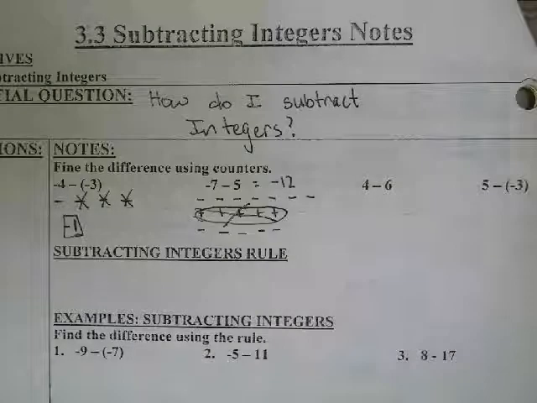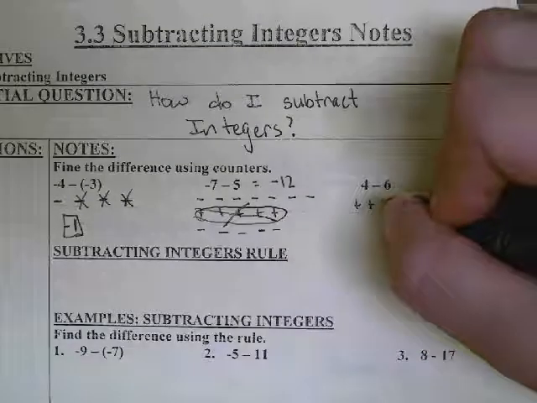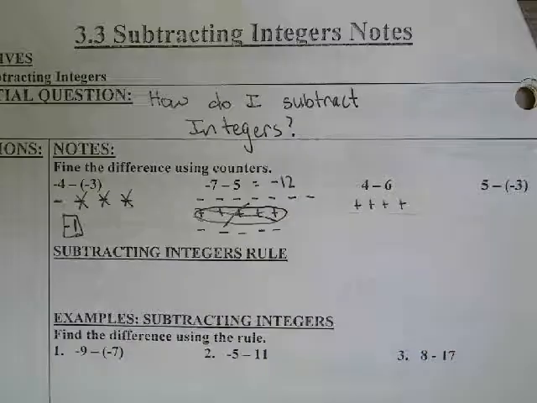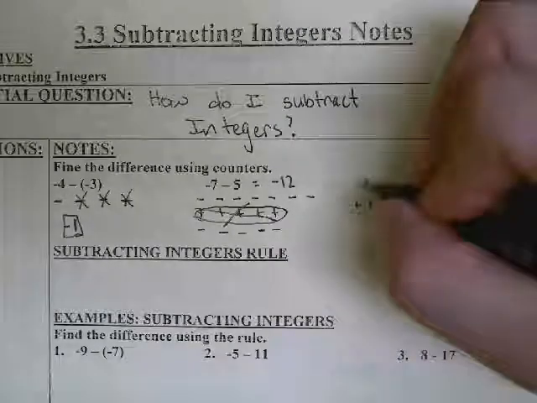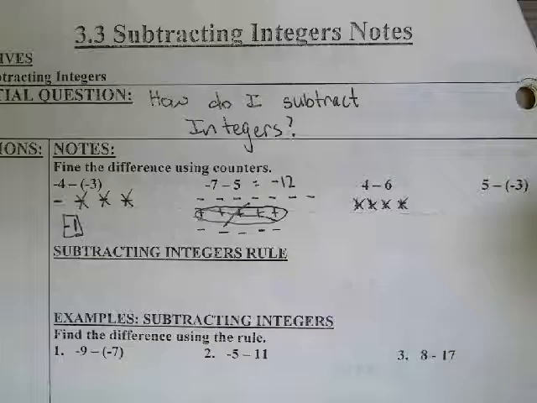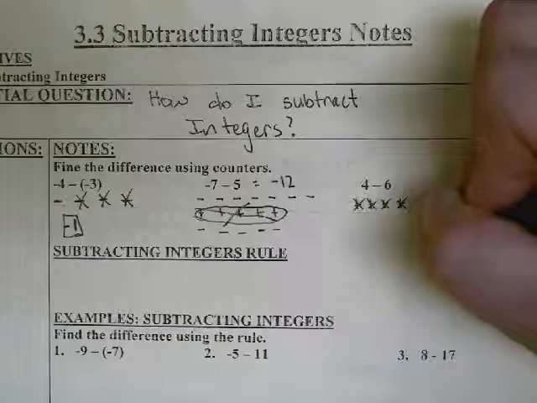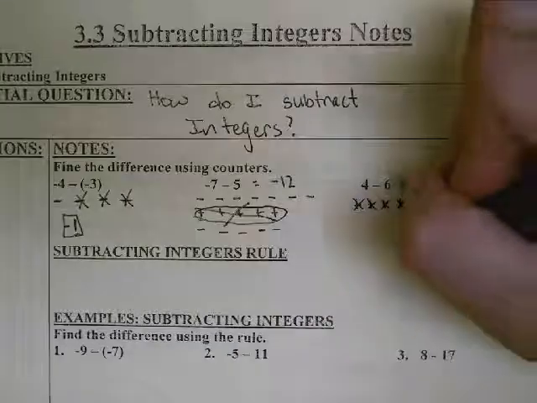And if we had 4 minus 6, we start with 4 positives. Then I'm taking away 6. If I only have 4 to take away, 1, 2, 3, 4, well, then I'd still have 2 more negatives to work with. So I'd still have those 2 negatives from the 6. So that answer would be -2.